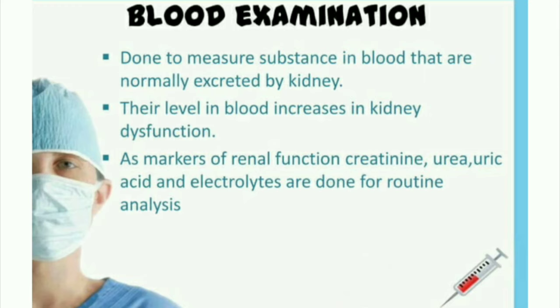Blood examinations are done to measure substances in blood that are normally excreted by the kidney. The levels in blood increase in kidney dysfunction. As markers of renal function, creatinine, urea, uric acid, and electrolytes are done for routine analysis.